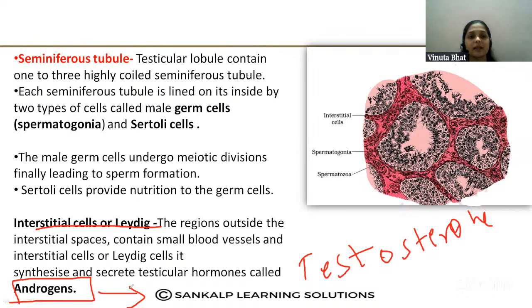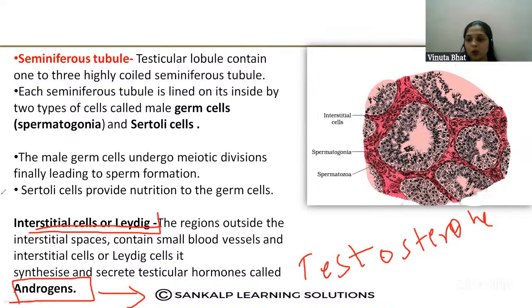That we will learn in the next part also. When we study gametogenesis, we will study androgen in detail. But here, what is the point you should remember? The interstitial cells or Leydig cells synthesize the hormone called androgen.